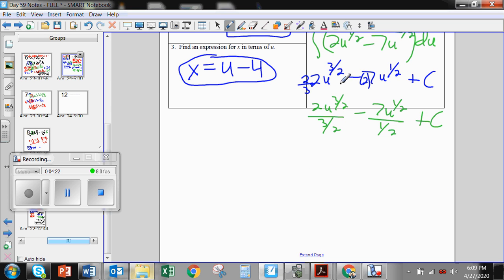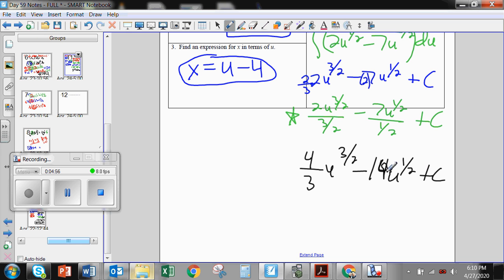Okay, so you don't get confused, you will make a mistake if you're not paying attention. You raise to the 3/2 power, then you multiply by 3/2. So if that's the case, do it this way: put 3/2 in the denominator. Okay, well either way, let me just multiply those out, and I'm going to get 4/3 u to the 3/2 minus 14 u to the 1/2 plus c. That's supposed to be 14.